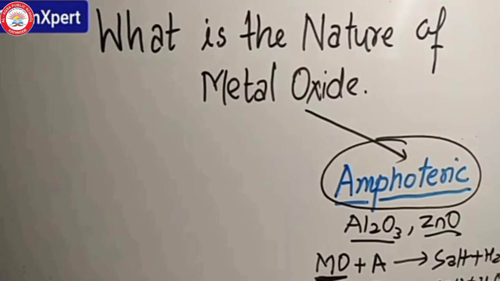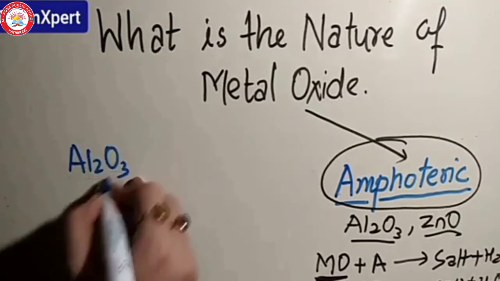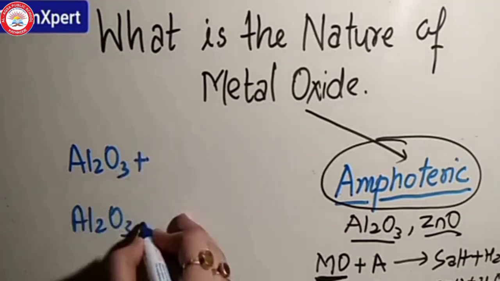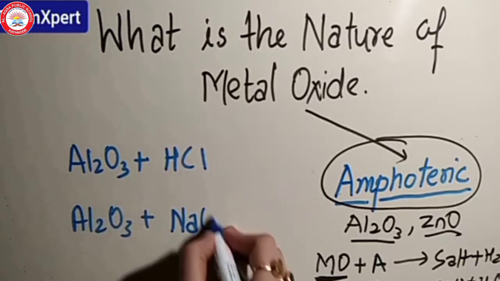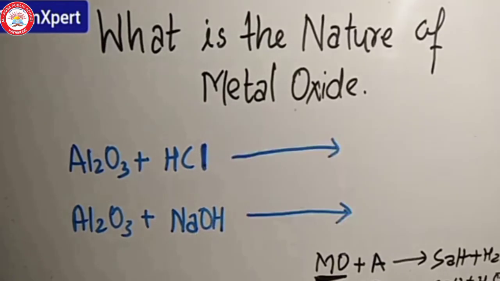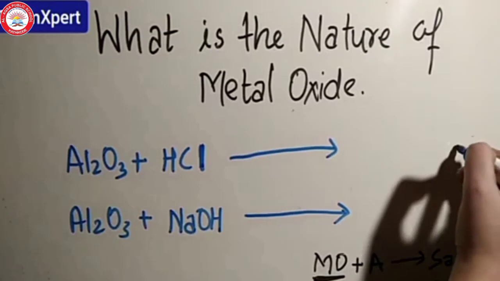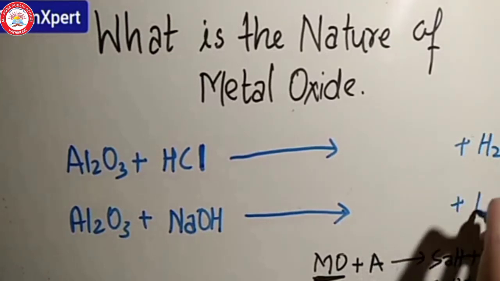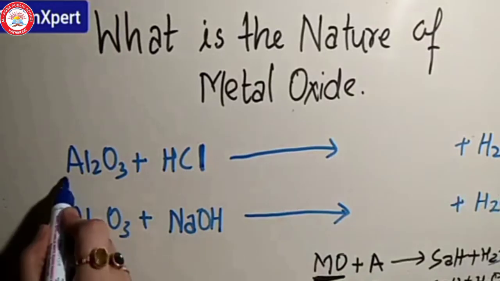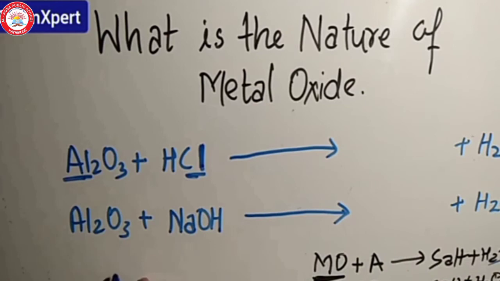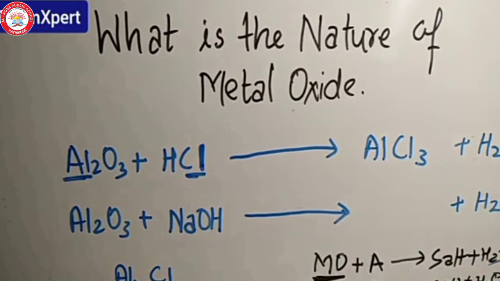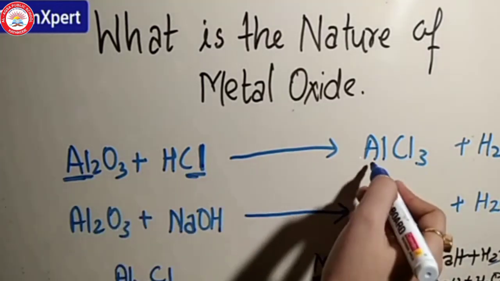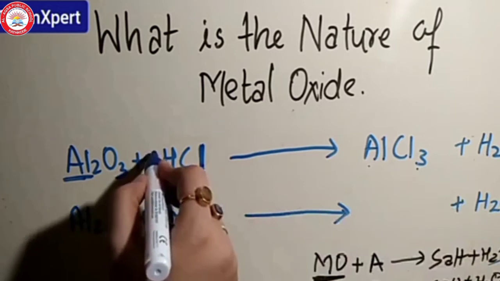Okay. Now we can check how they will react with acids and bases. First, we can take aluminium oxide. As acid, we can take HCl, and as base, we can take sodium hydroxide. And we know that the products are salt plus water. So the water we can write first, and now we can write the salt. We will get aluminium chloride, and we have to write its valencies and interchange, and we will get the chemical formula as AlCl3, and after that we have to balance it.